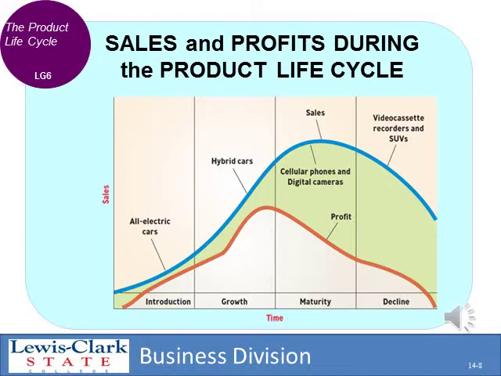This graph illustrates the theoretical model of the product life cycle, and notice, if you will, the orange line at the bottom represents profits, and profits peak right in the growth stage, right when you begin to hit maturity. Sales peak, on the other hand, in the maturity stage.